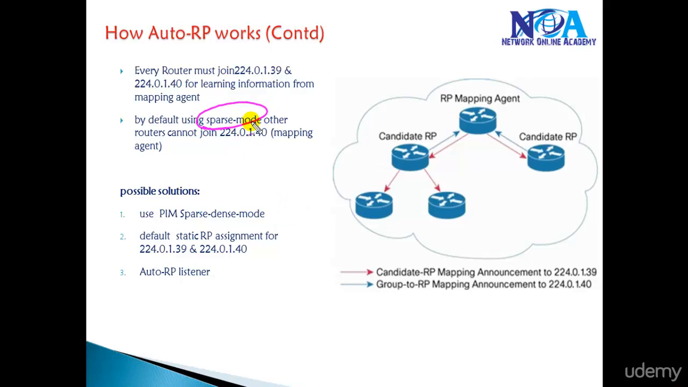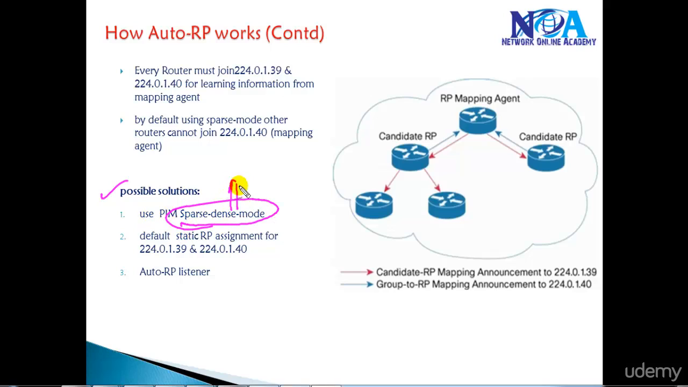By default, if you're running sparse mode, the router cannot join this group, that's the mapping agent. Now we need to fix this, and there are multiple possible solutions. We can run PIM sparse-dense mode. In sparse-dense mode, it runs dense mode for all the groups where there is no RP configured, and it uses sparse mode for all the groups where we have an RP.